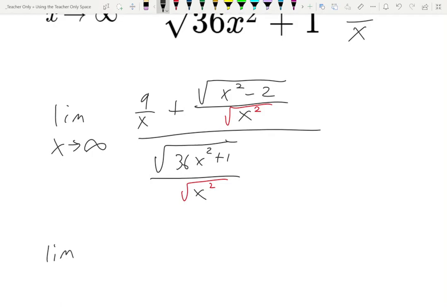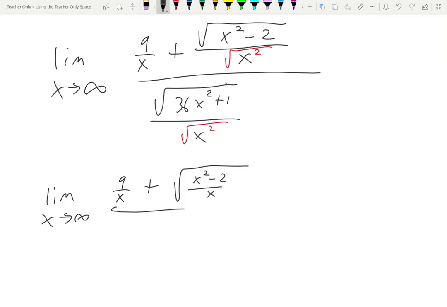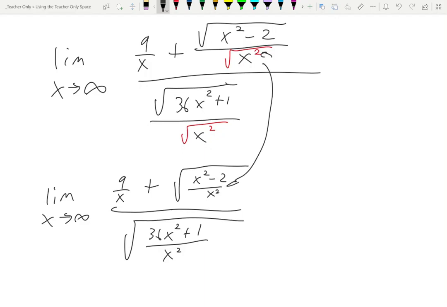So we're going to say it's still the limit as x approaches infinity of 9 over x plus the square root of x squared minus 2 over x, all under the radical. Let me make sure that's really clear. Over the radical of 36x squared plus 1 over x squared. I apologize. This should have been x squared because it was squared, right? So this should both be x squared.